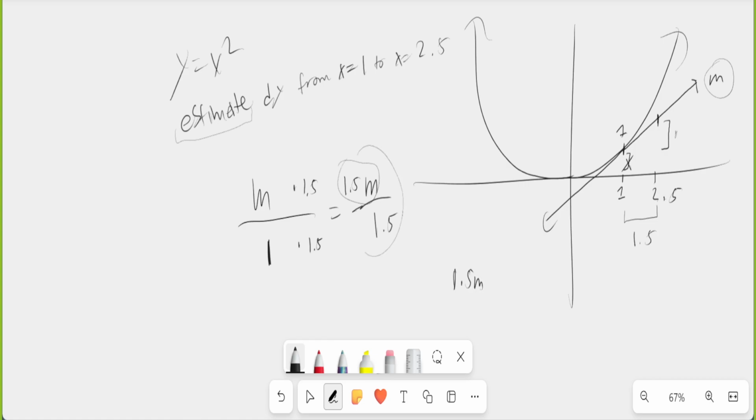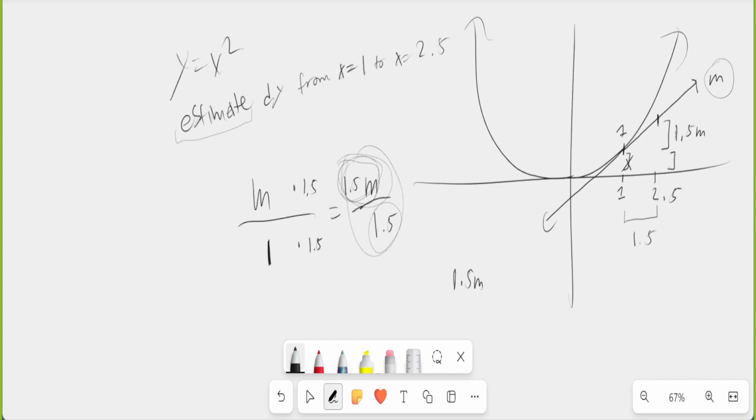Because this is telling you how much it's moving for every 1.5 moved in x. So you only need to know how much it's moving up, right? This is 1.5 m. So you're adding this to this. You're not adding 1.5 m over 1.5.